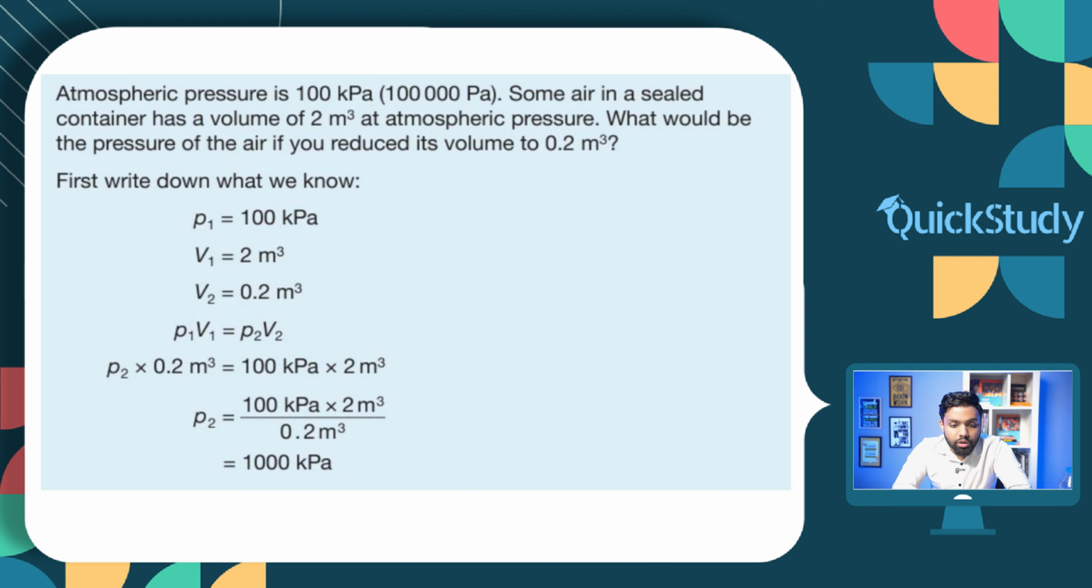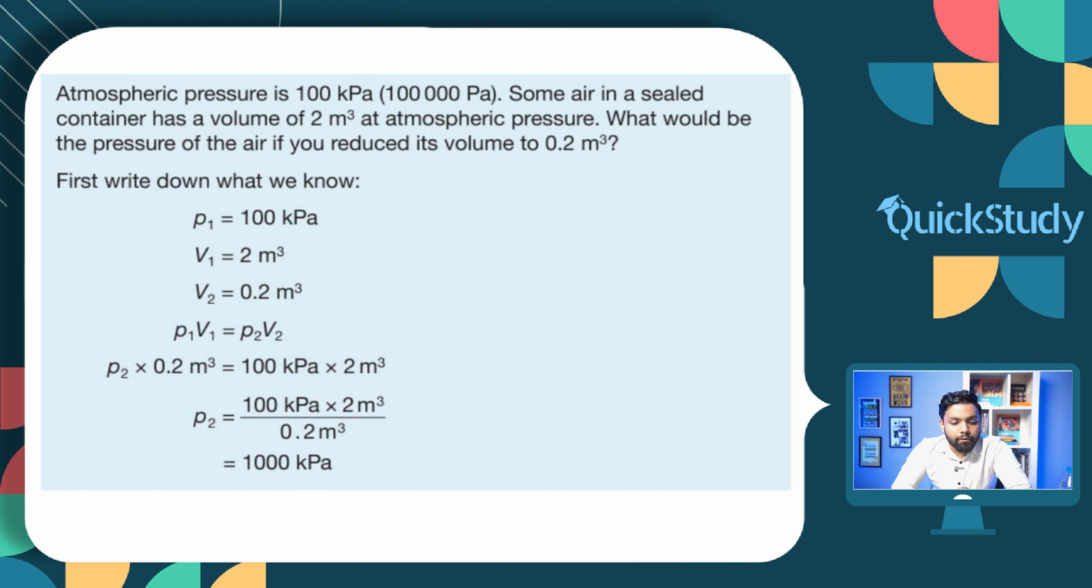Atmospheric pressure is about 100 kilopascals, which means basically 100,000 pascals. Some air in a sealed container has a volume of 2 m³ at atmospheric pressure. What would be the pressure of the air if you reduced its volume to 0.2 m³? First, we write down what we know. Here, P1 is 100 kilopascals, V1 is 2 m³, and V2 is 0.2 m³. So we have to find out the second pressure, basically the final pressure. We know the formula is P1 V1 = P2 V2.